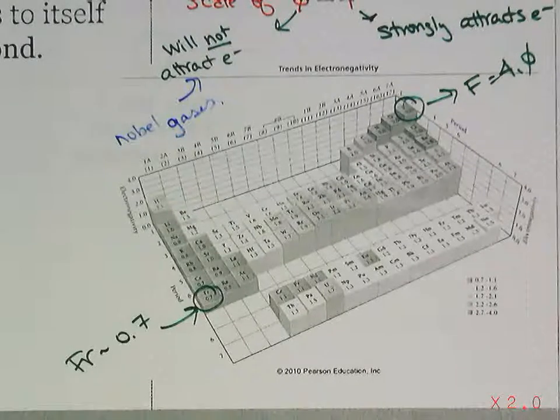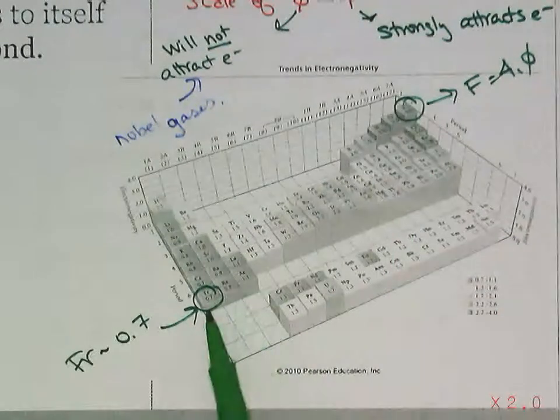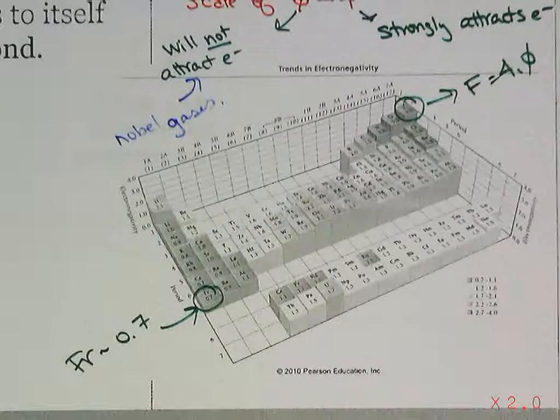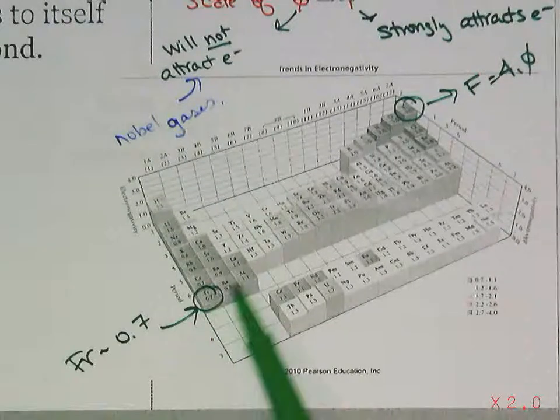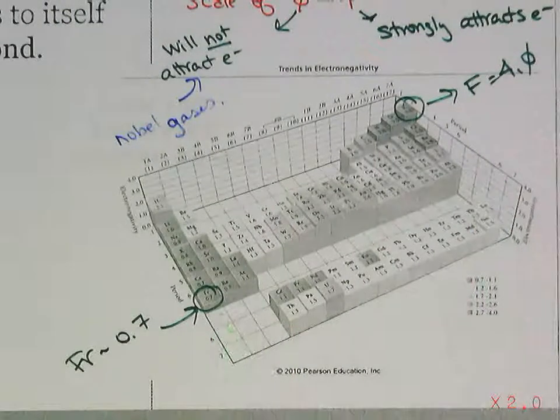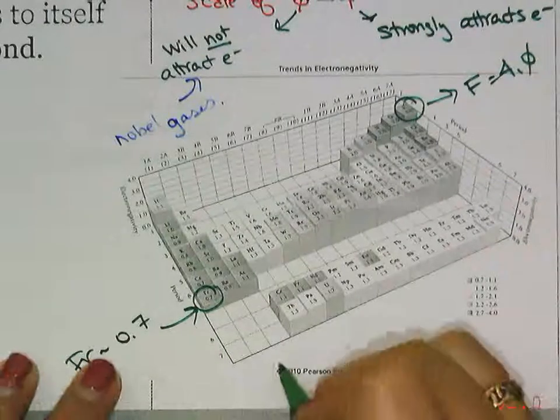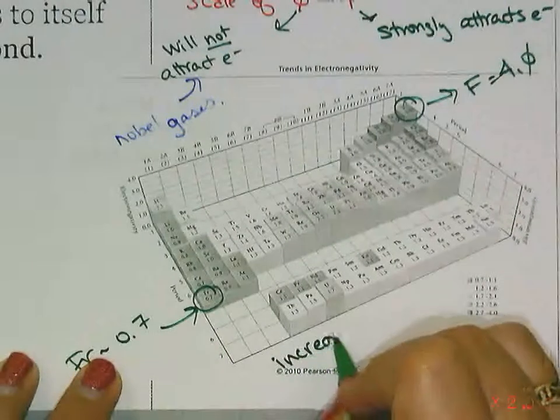So, knowing that fluorine is the highest and francium is the lowest, which direction does it look like electronegativity increases? Does it increase left to right or right to left? Okay. So it's going to increase going this way, so left to right.